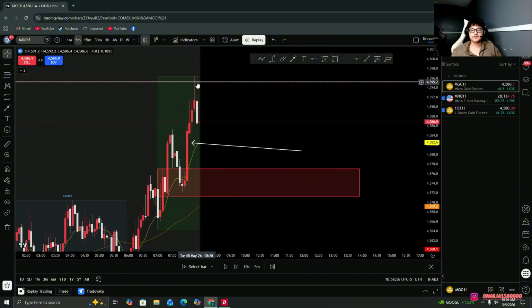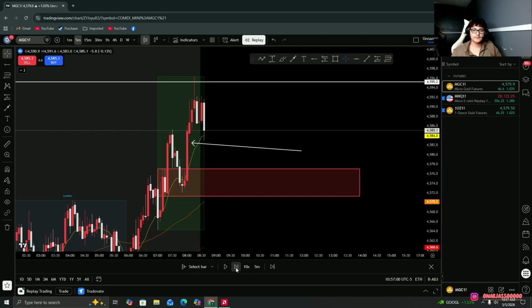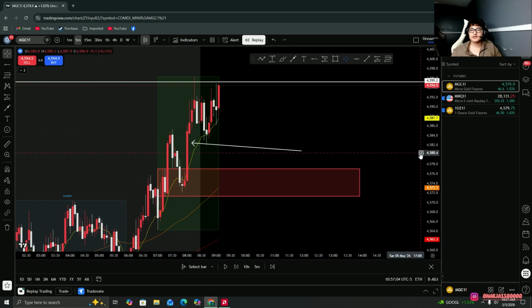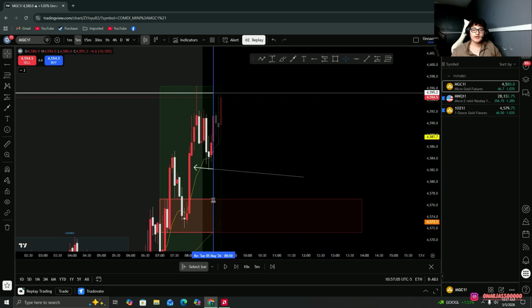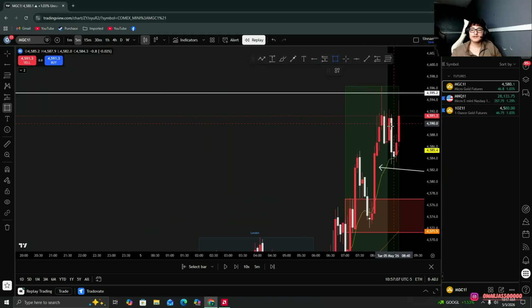It took out New York's previous high, so let's see what happens next. This is when we started consolidating. Right here it created another 5 minute zone.